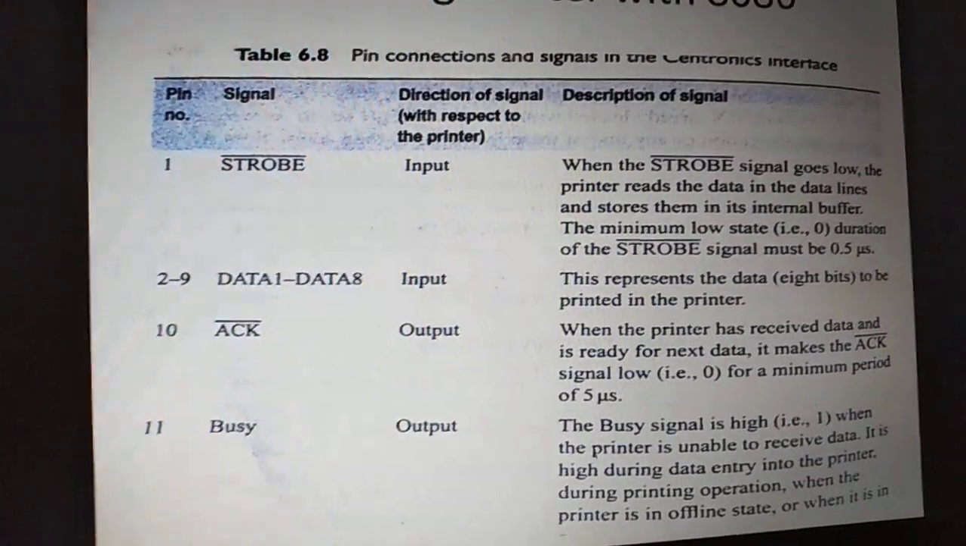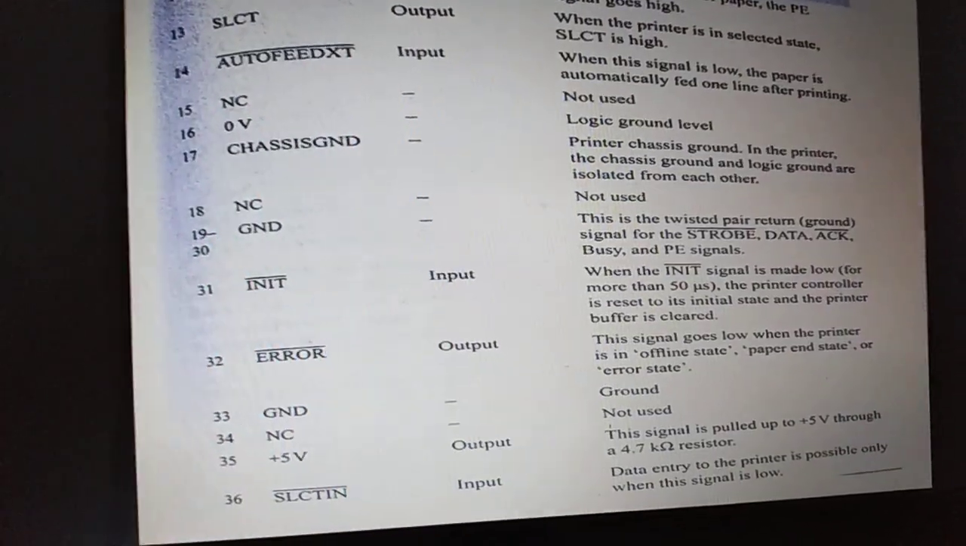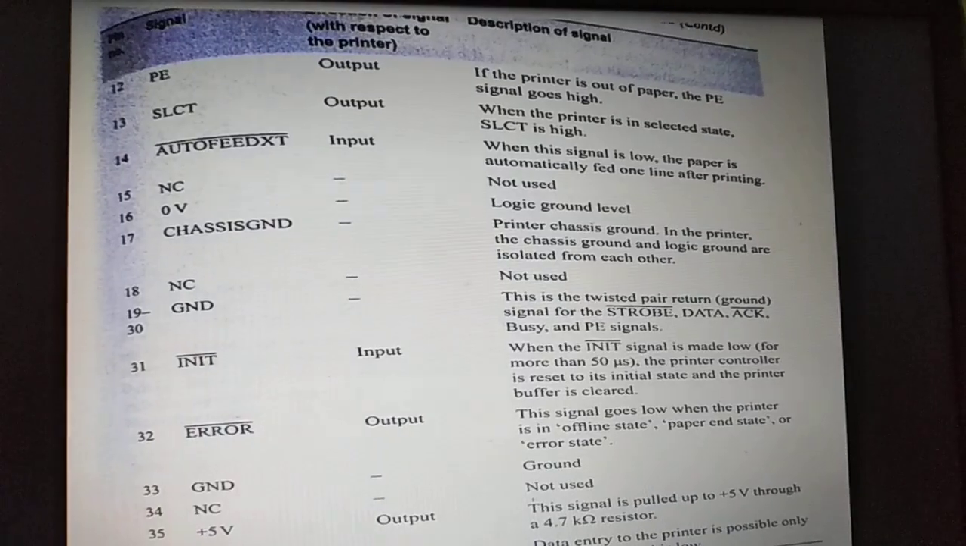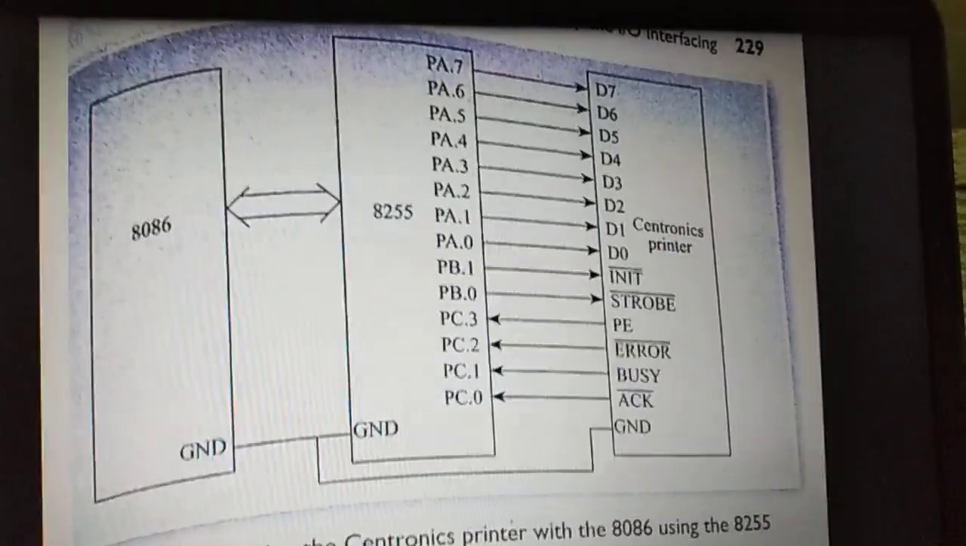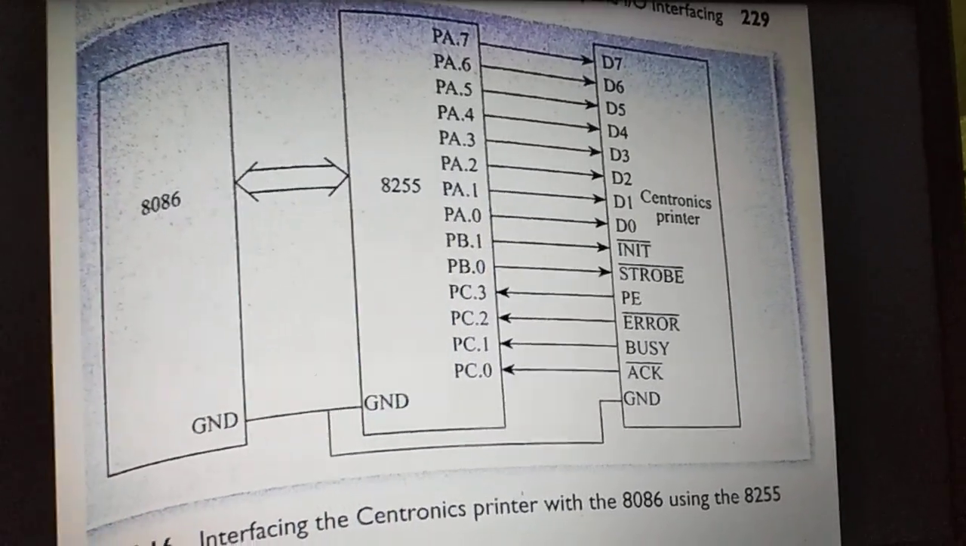Signal 1 is a stop signal, 2 to 9 are used for data, 10 is acknowledgement, 11 is busy. Like that we have the remaining signals. So now we will concentrate on how the 8086 is going to be interfaced with these Centronics printers. We are going to use only a few signals.